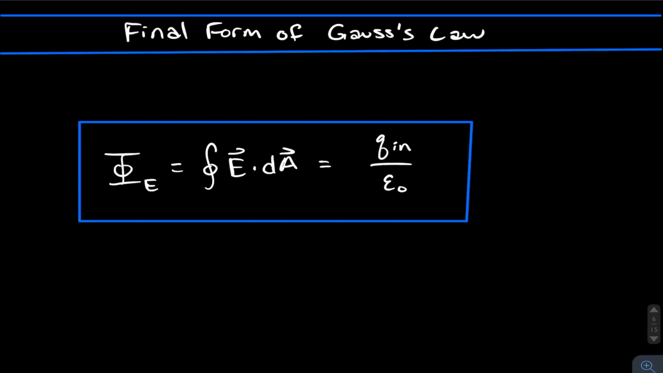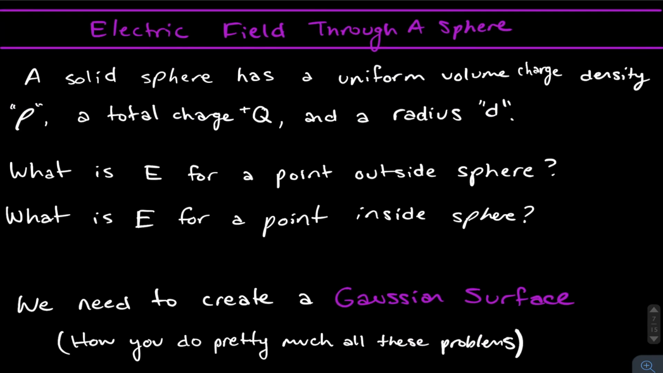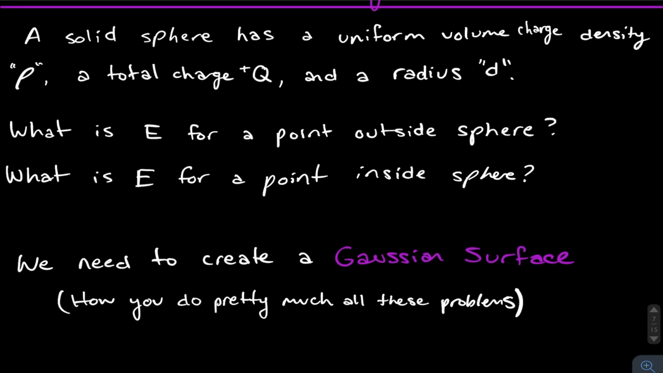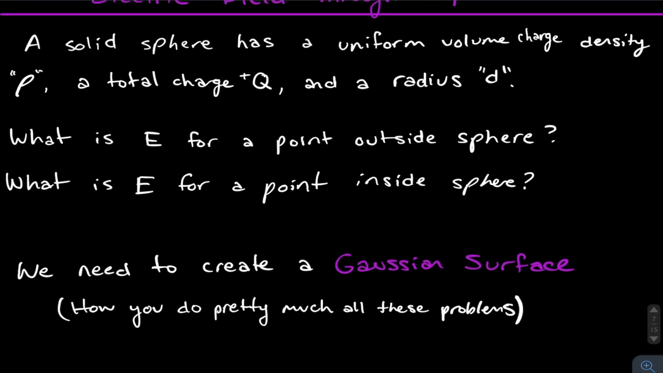So that's something there. Now we talked about 3 examples. We talked about the electric flux through a sphere. We talked about the electric field for a point outside the sphere. We talked about the electric field for a point inside the sphere, and we found all those by creating a Gaussian surface. Here, our Gaussian surface was a sphere. We were already dealing with a sphere, so it made sense. We have symmetry if we create a sphere.